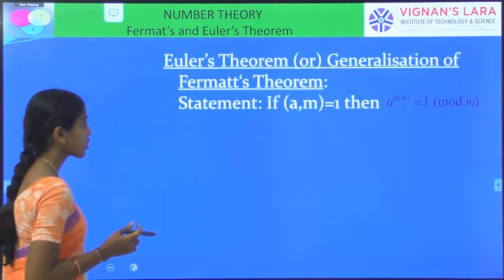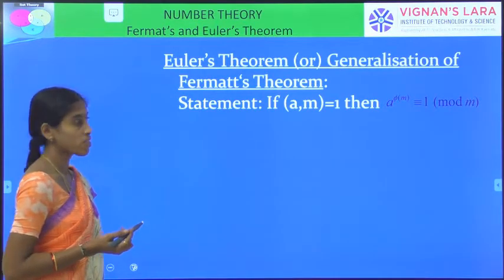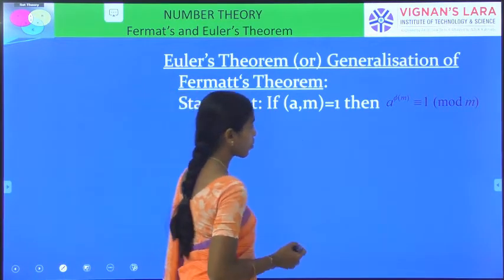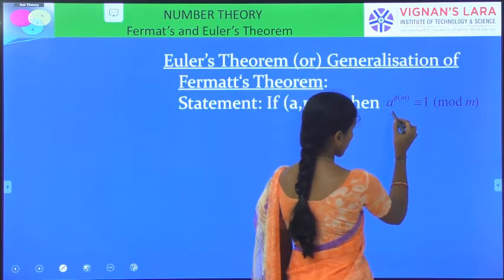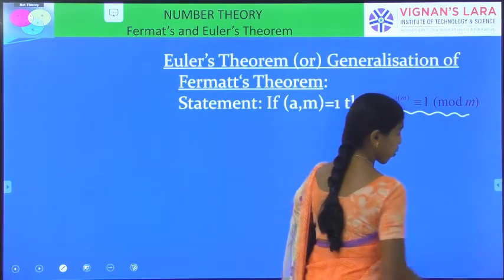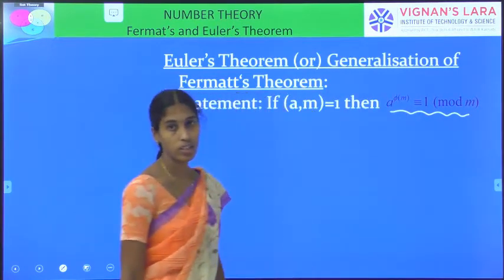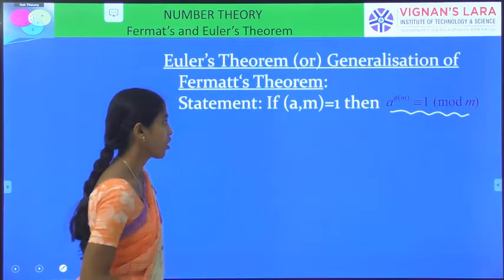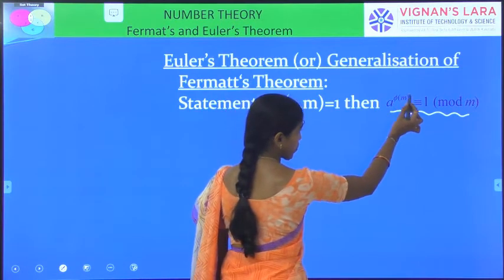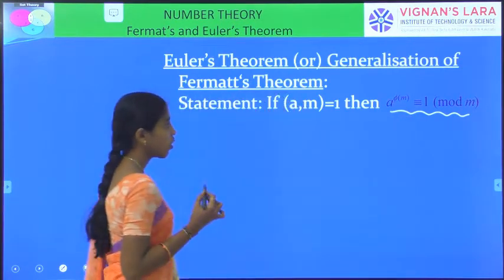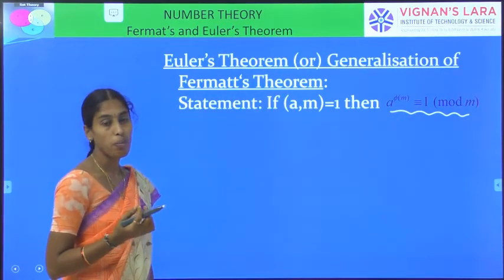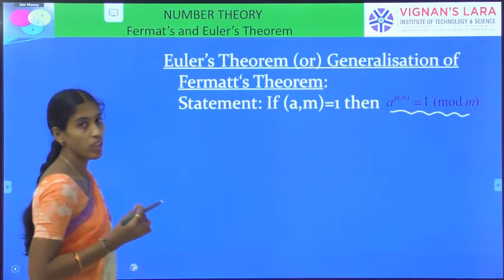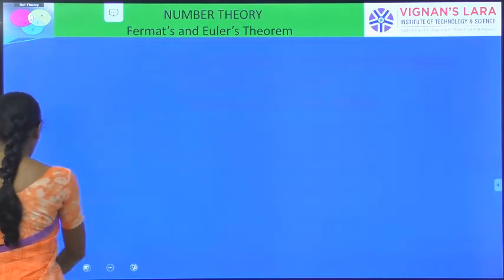Next one, Euler's theorem or generalization of Fermat's theorem, right? If GCD of A comma M is equal to 1, then A power phi of M is congruent to 1 modulo M, right? This is the theorem we need to prove here. So what is phi of M, which is the Euler phi function? What is A? A comma M are two positive integers. Before going to this proof, we need to explain one thing.